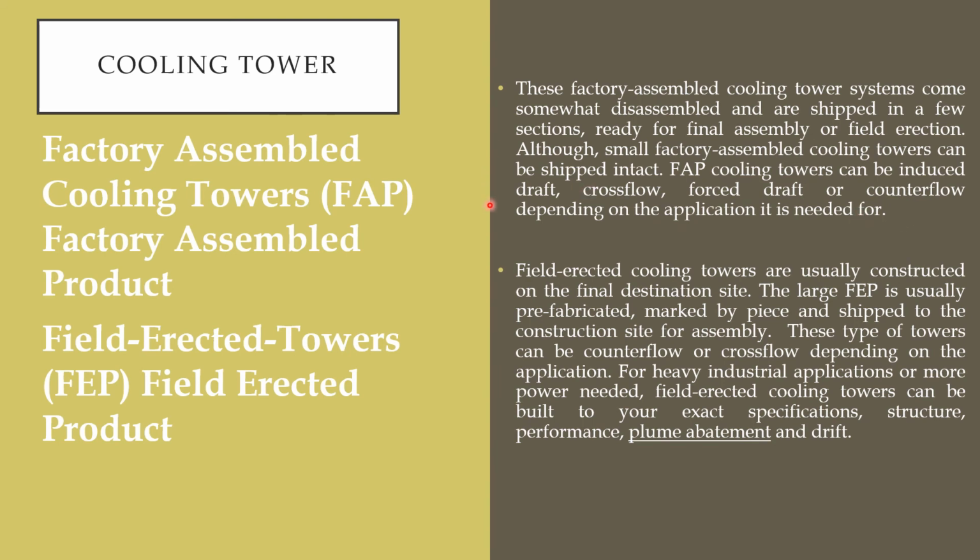Normally, all the HVAC units use the FAP cooling towers, which are readily available or readily made in the company itself by the suppliers. Field erected cooling towers are usually constructed at the destination site. Large FEP is usually prefabricated, marketed by piece, and shipped to the construction site for assembly. These types of towers can be counterflow or crossflow depending on the application. For heavy industrial applications or where more power is needed, field erected cooling towers can be built to exact specification, structure, and performance.